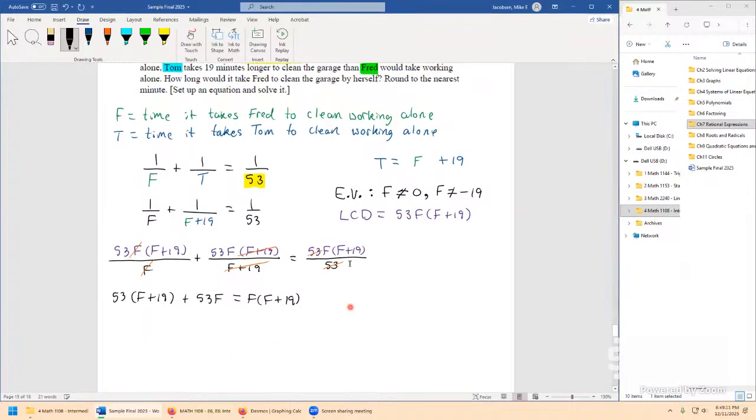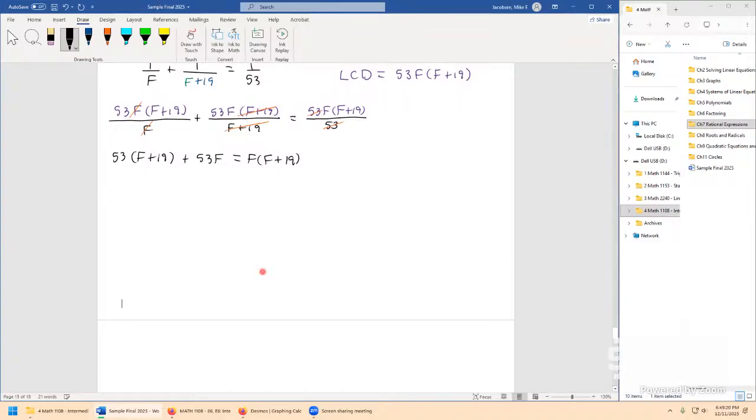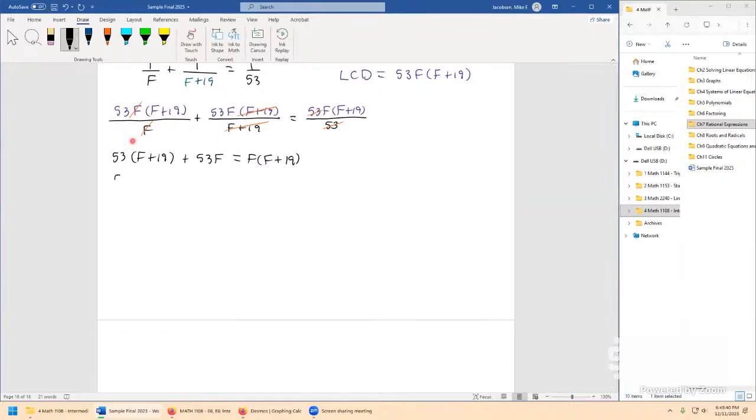Once we solve for f, the whole work is done. We're just asked how long it would take Fred to clean the garage working alone. So now it's kind of like just an abstract algebra problem. We can solve this by first expanding things out. I'm going to need to know 19 times 53 out of nowhere. 53 times 19 is 1,007. So distributing here, we have 53f plus 1,007 plus 53f again, distribute again to get f squared plus 19f.